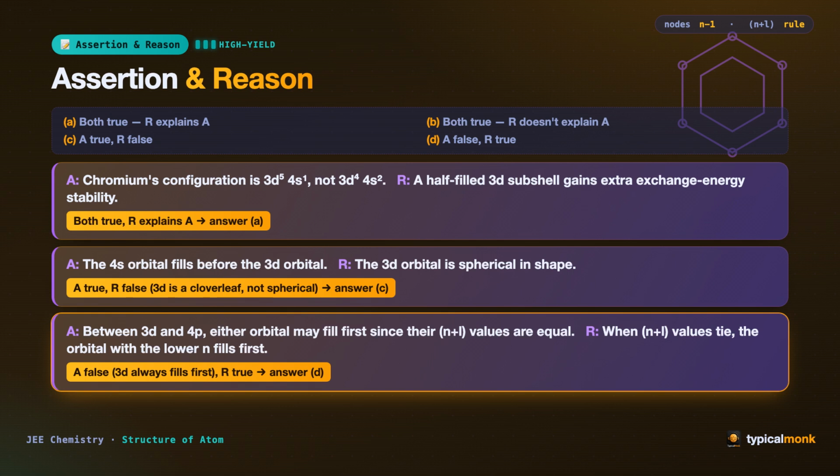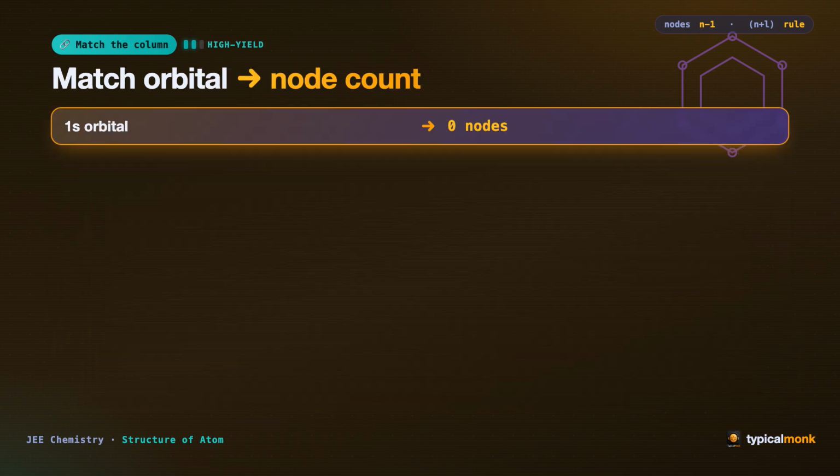3d always fills first, never 4p. The assertion is false. The reason is true. Option D. A quick match now. Say each node count aloud before I reveal it, using total nodes equal n minus 1.